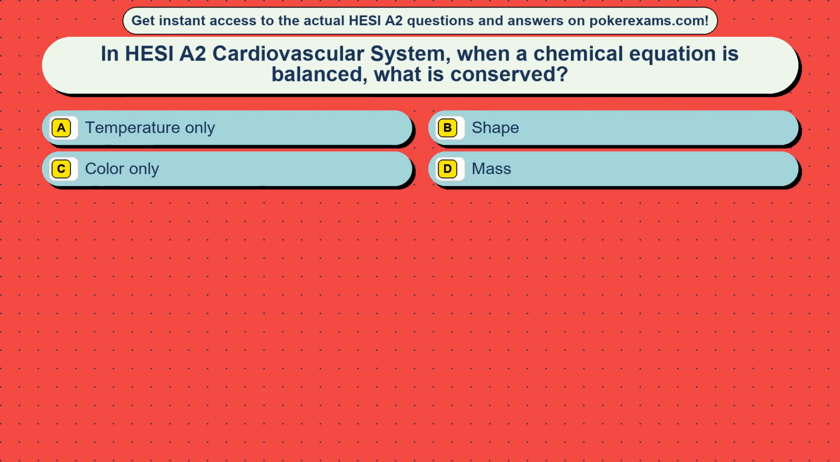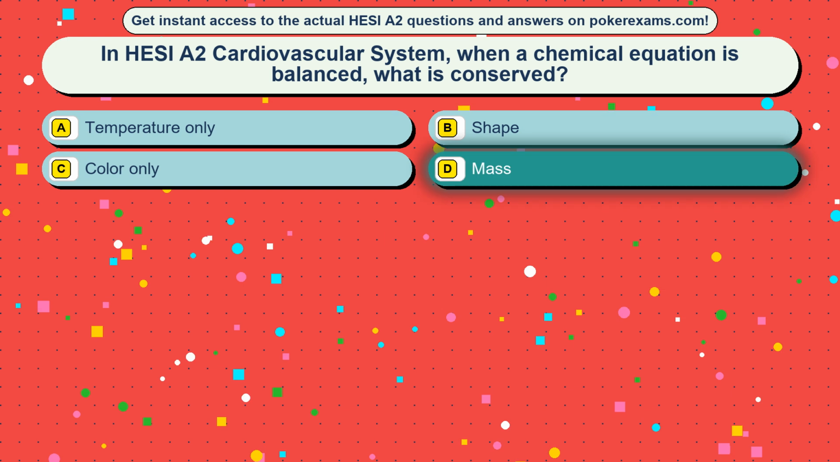Question 23. In HESI A2 cardiovascular system, when a chemical equation is balanced, what is conserved? Option A, temperature only. Option B, shape. Option C, color only. Option D, mass. The correct answer is option D, mass.